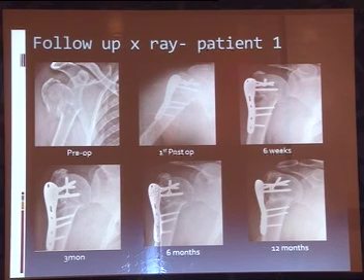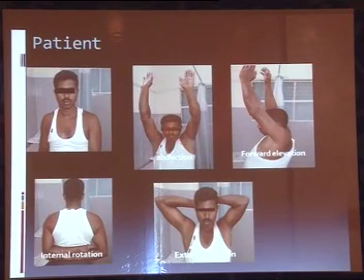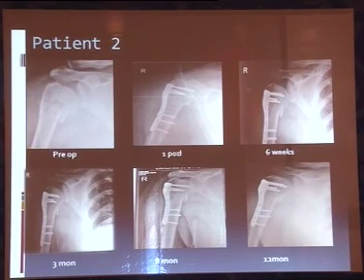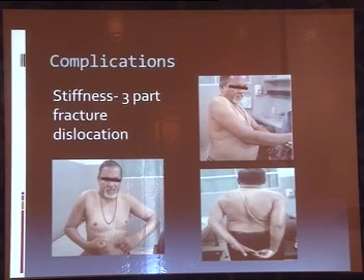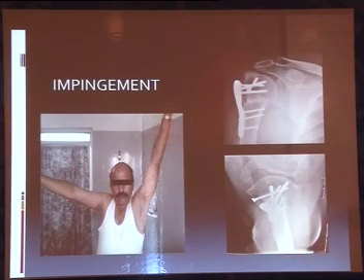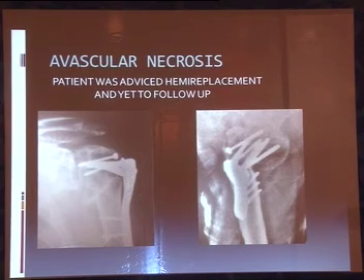These were a few of the follow-up exercises. These were the three-part fractures of the proximal humerus at follow-up, and this is the patient with the range of motion, and this was the second patient. We also had a complication of stiffness in a three-part fracture dislocation, where the patient couldn't move, one patient had impingement, and another patient had AVN of the proximal humerus. The patient was advised hemi replacement and is yet to follow up.